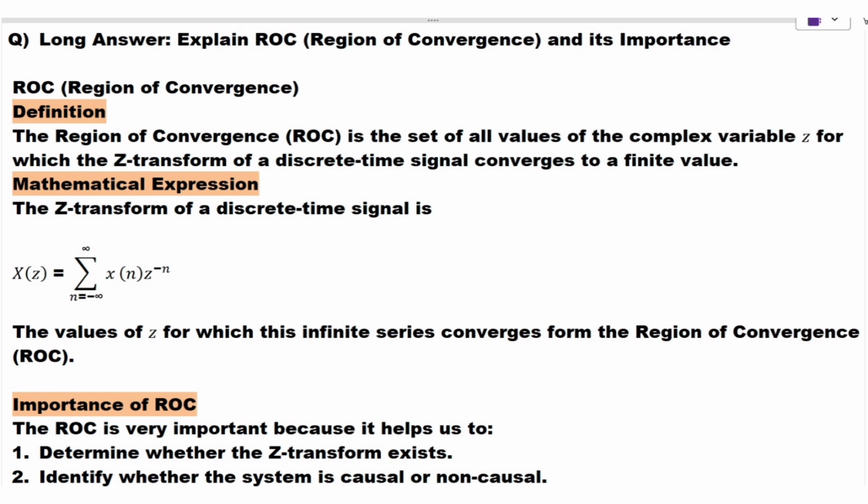Okay, so what he is saying means the values of z for which the infinite series converges. The values of z for which the infinite series converges always form the region of convergence.